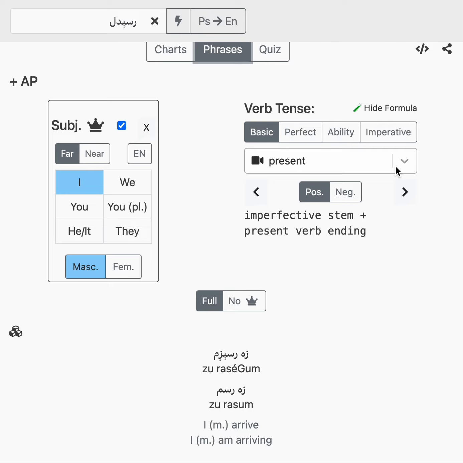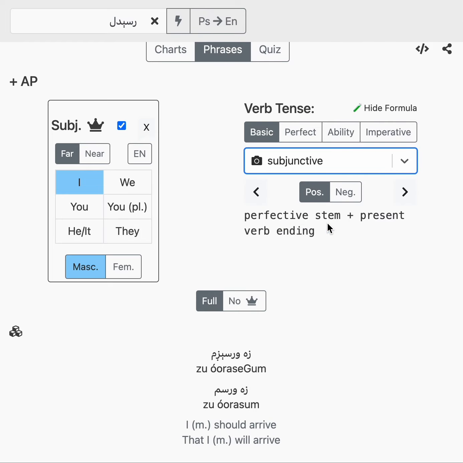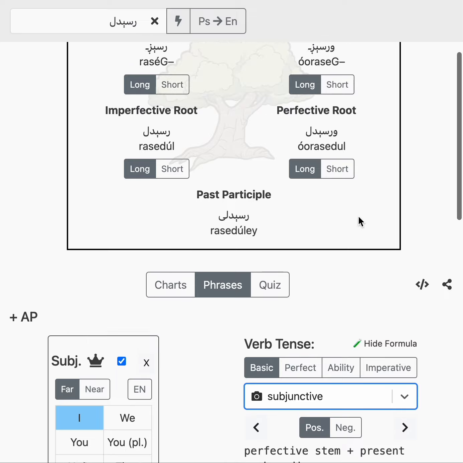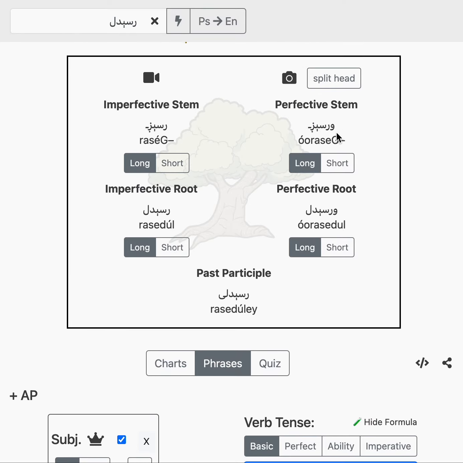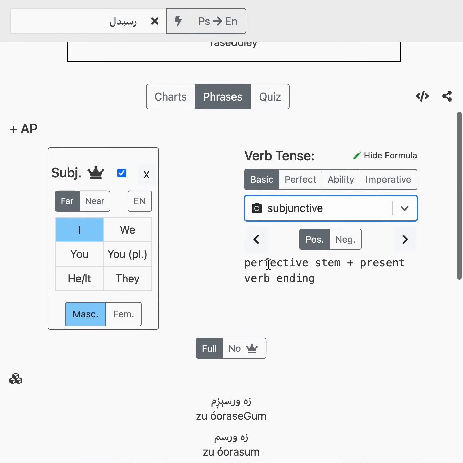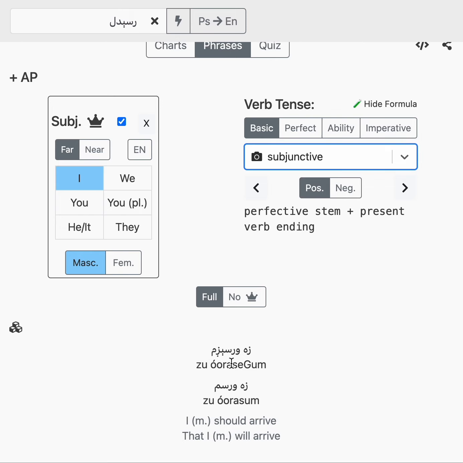So let's look at the next tense. If we look at the next tense, it's subjunctive. Now we're going to use the perfective stem plus the present verb ending. And you can look at what these things are in the Pashto grammar. But now we're looking at using the perfective stem over here on this side. So if I say zavurasigam, it's like that I should arrive, or so that I will arrive, or let me arrive, that kind of thing.